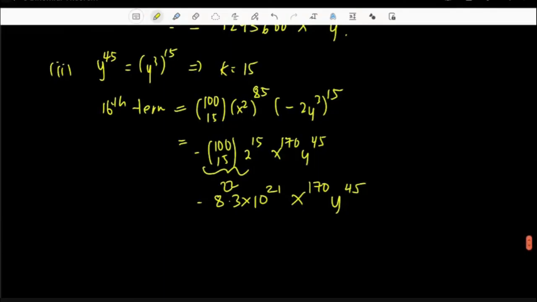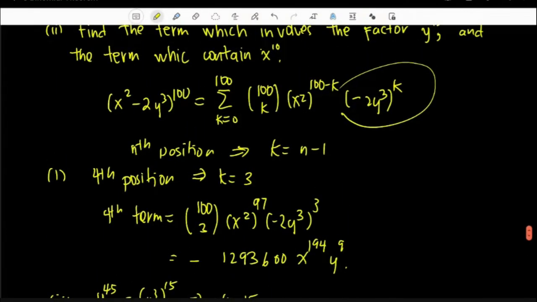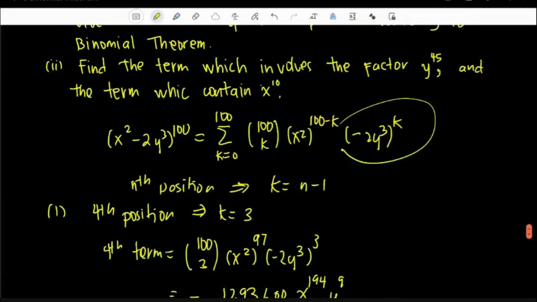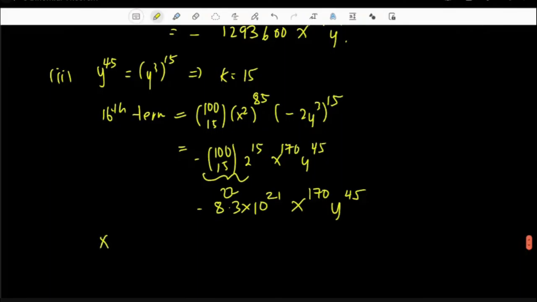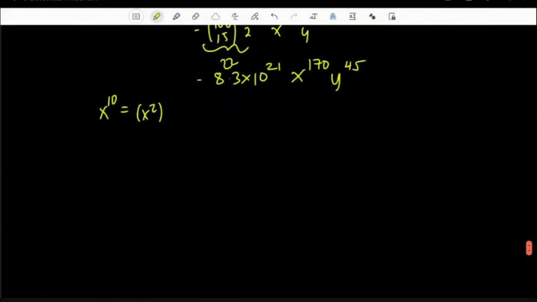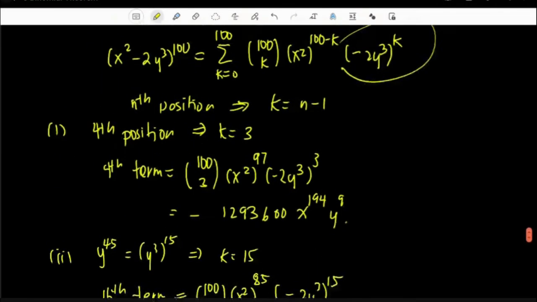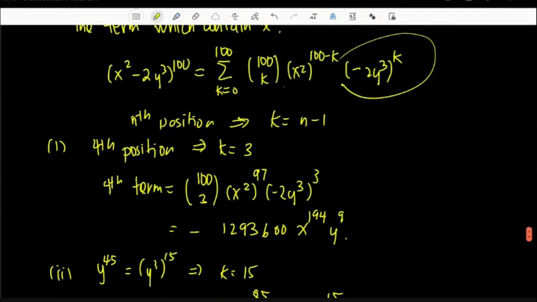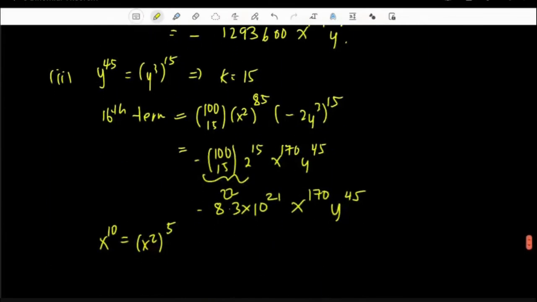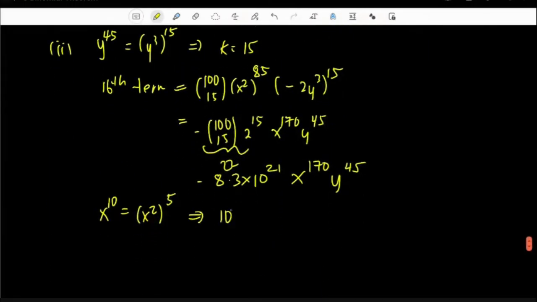Okay? Now, what if we want x to the 10? We want to determine the term containing the variable x to the 10. Same technique. If you want x to the 10, that means we need to raise x squared to 5. But according to our formula, we get x to the something by the formula x squared to the 100 minus k. So we want 100 minus k to be 5. This means that k equals 95.